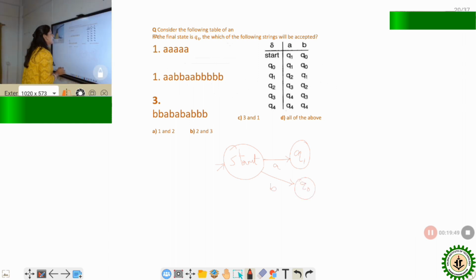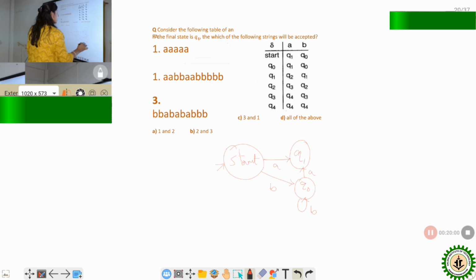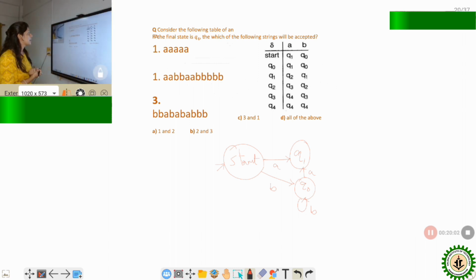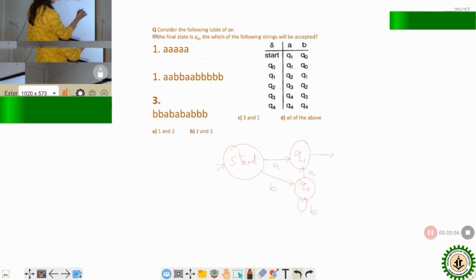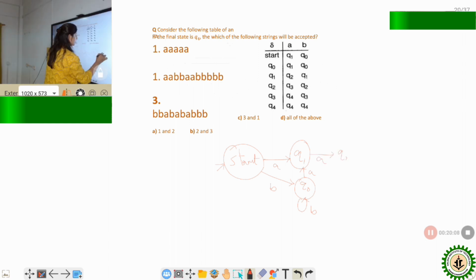Okay. If we apply A on Q0, then it will go to Q1, and B on Q0, it will go to Q0. If we apply A on Q1, it will go to Q2. And if we apply B on Q1, it will go to... If we apply A on Q2, it will go to Q3.